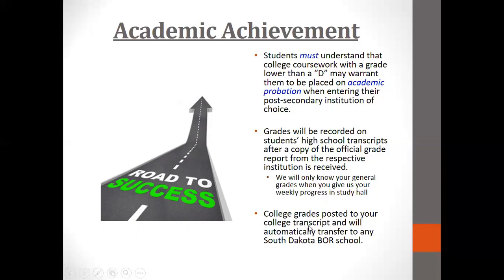Now, college grades posted to your college transcript will automatically transfer to any of the South Dakota Board of Regents schools. All six South Dakota Board of Regents schools, all of their transcripts are connected. So let's say I took credits from BHSU one summer, one summer I took credits from USD, and then I went to SDSU for a majority of my classes for undergrad. All of those credits are on the same transcript. So I would just call SDSU and they would give me one transcript at the end.